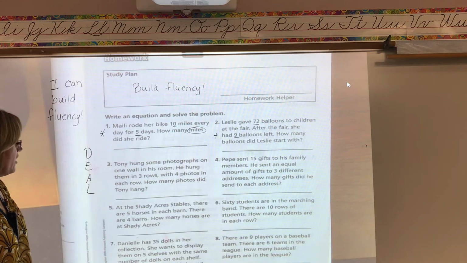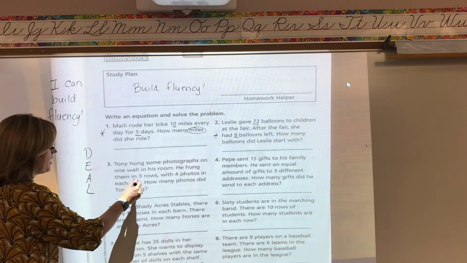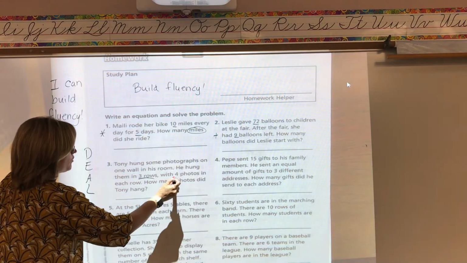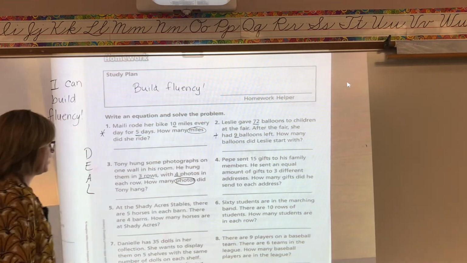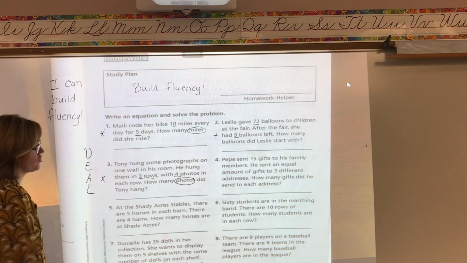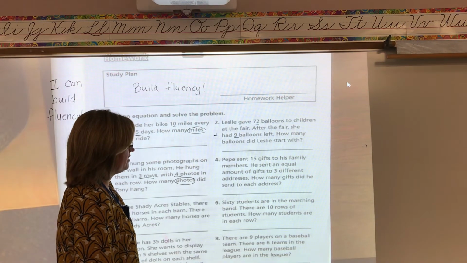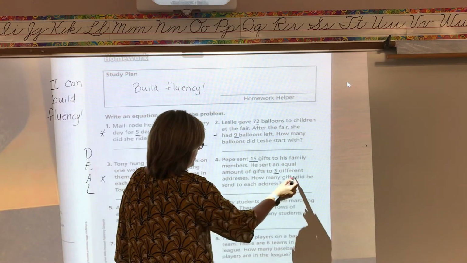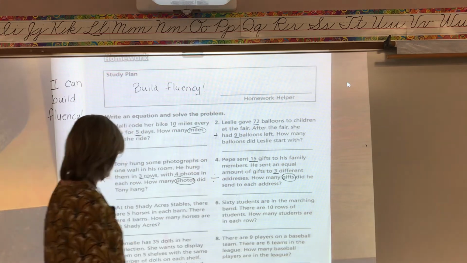Okay? Tony hung some photographs on one wall in his room. He hung them in 3 rows. Oh, there's a clue of what kind of pictures you should have with 4 photos in each row. How many photos did he hang? This is a multiplication. Pepe sent 15 gifts to his family members. He sent an equal amount of gifts to 3 different addresses. How many gifts did he send to each address? This is going to be division.